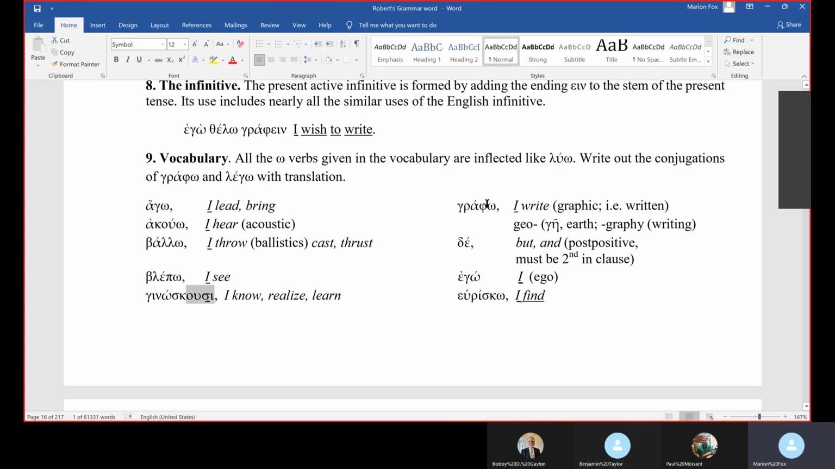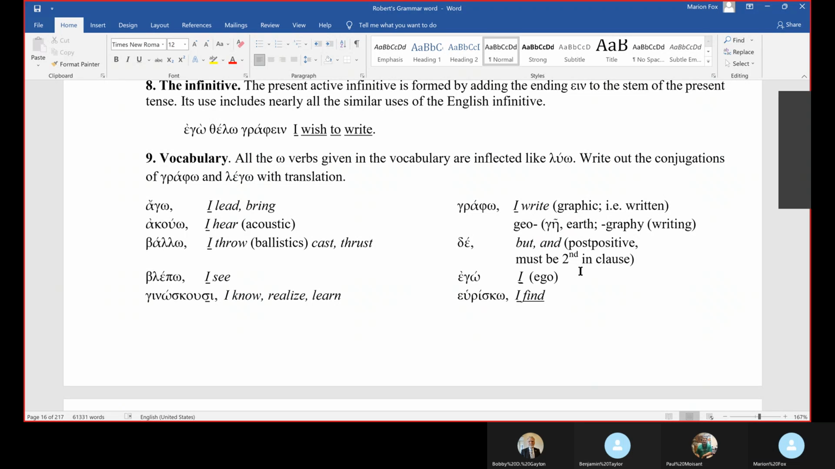Grapho, and our word graphics comes from this. And again, just change the omega at the ending and put these other forms into it. Grapho will be I write. Here's a word that's found many, many times in the New Testament. It's de. It's postpositive, so it never begins a sentence. We talked about that last week. It means and or but. It has a different meaning than kai, which is another word we'll introduce later.